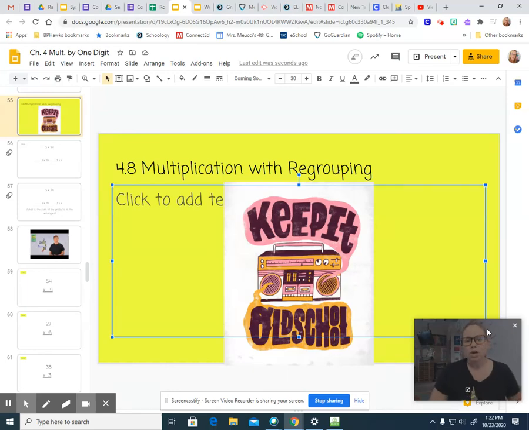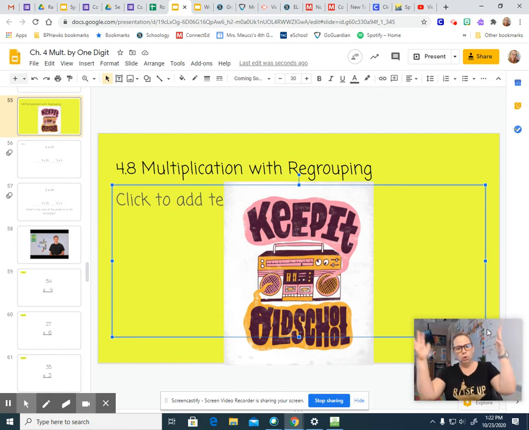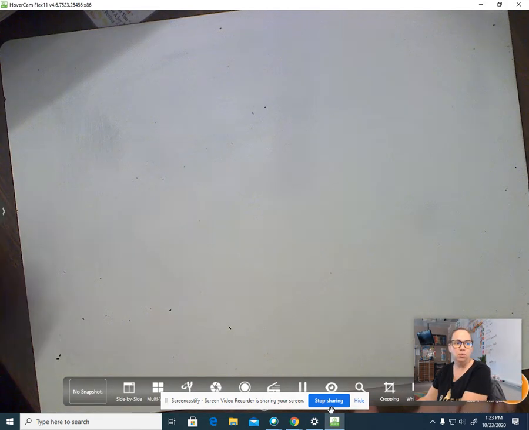Hey there, today we're going to work on lesson 4.8, multiplication with regrouping. We're going to keep it old school, just like your parents know how to do. Today we're going to learn the algorithm for multiplying with regrouping. Okay, so I'm going to share my handy dandy whiteboard with you.